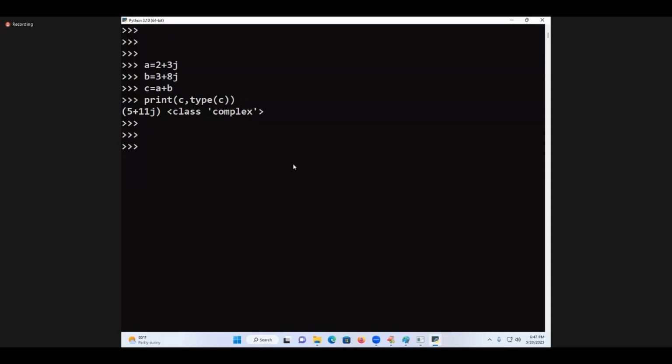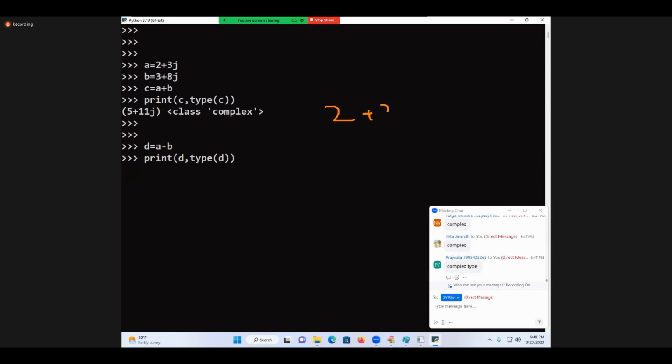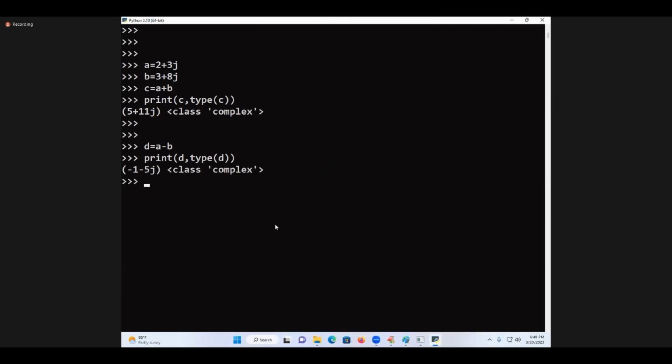Now I am going to do D is equal to A minus B. I am writing here D comma type of D. What is that now? 2 plus 3j and the next 3 plus 8j. Subtraction, so you need to take it: minus 1 minus 5j. See that, minus 1 and minus 5j. Getting my point? Very good.